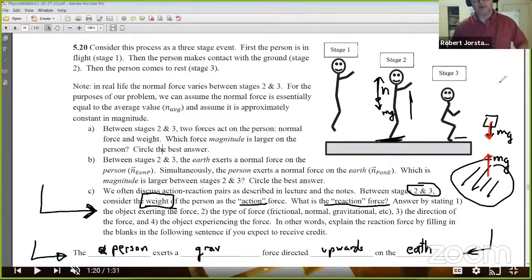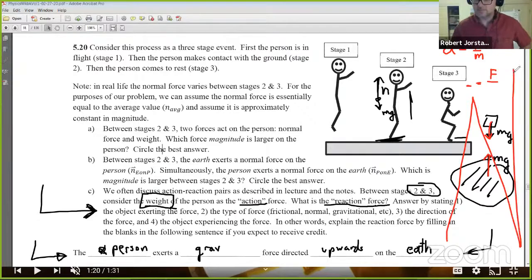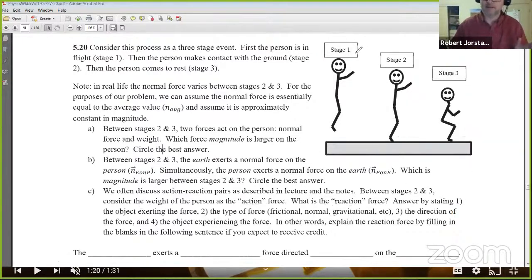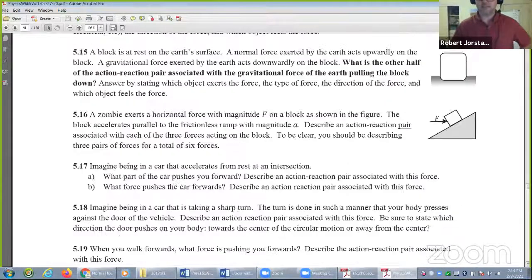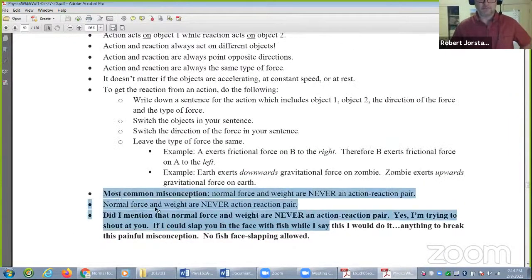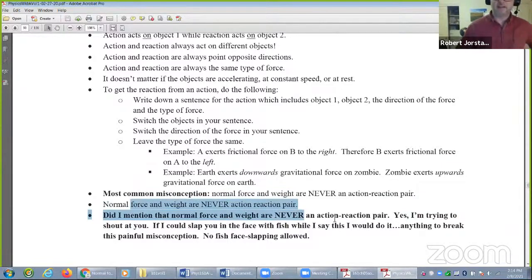Now, remember, we know that the acceleration is equal to the force over the mass. The forces are the same, but the acceleration of the earth is tiny because the mass is huge. If the earth's mass is massive, the acceleration is so small we don't notice it. The force is still there, but we don't notice the earth accelerating. The most common misconception is that normal force and mg are action-reaction pairs. This is not true. Normal force and weight are never an action-reaction pair. Never. Students are really bad at this.